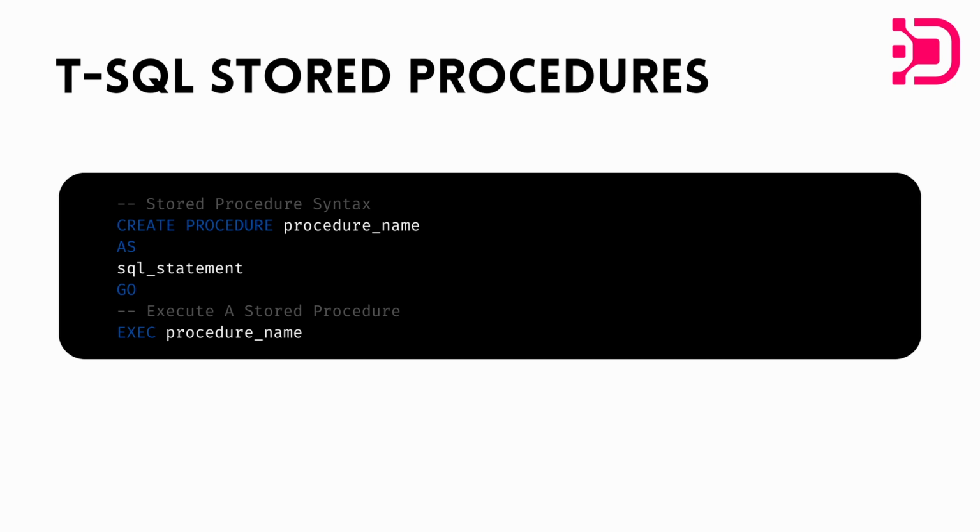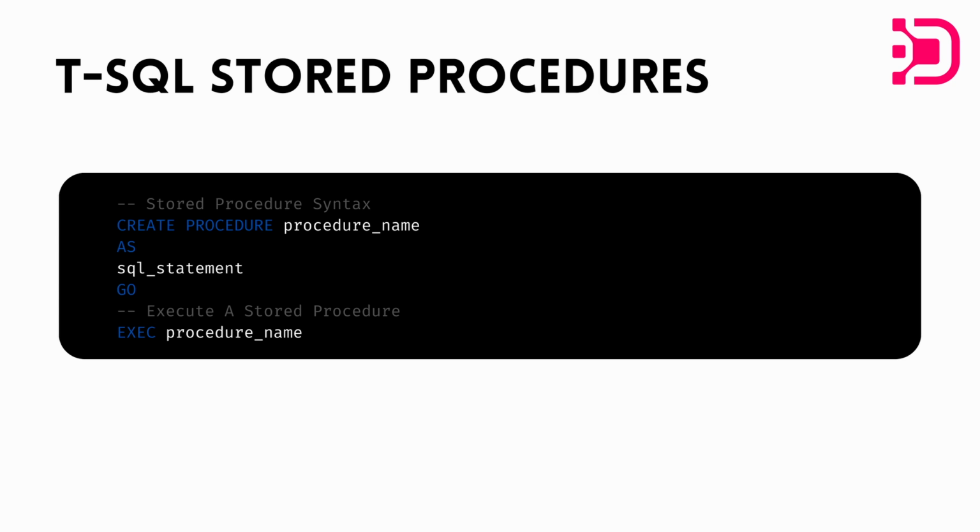Below that you write as, and then you specify the SQL statement that you want stored in the stored procedure, and below that you write a go, and there should be no exclamation mark, which is an important thing to remember. So that's how you create a stored procedure. When you run this, the stored procedure that you've created will get saved in the database. And now when you want to execute a stored procedure, you just write exec and you specify the procedure name that you want to run.